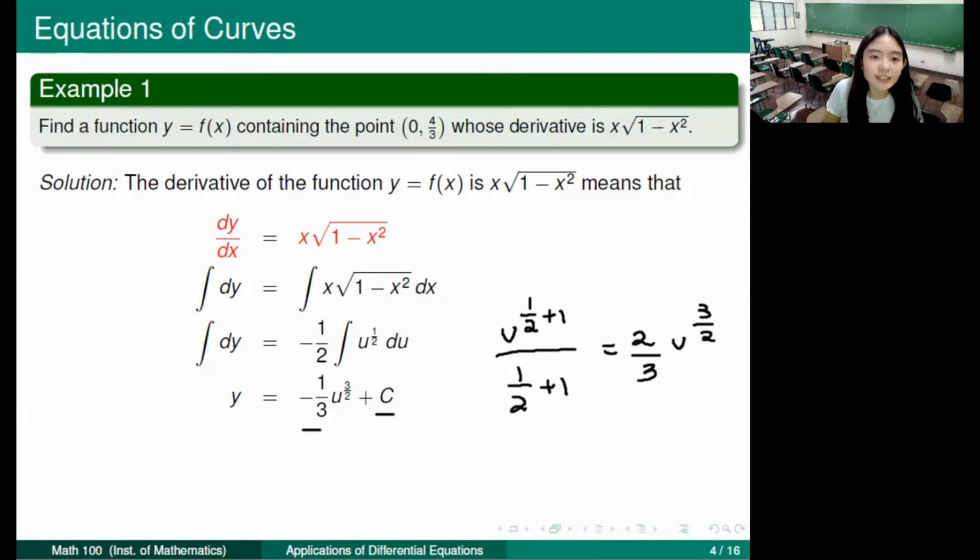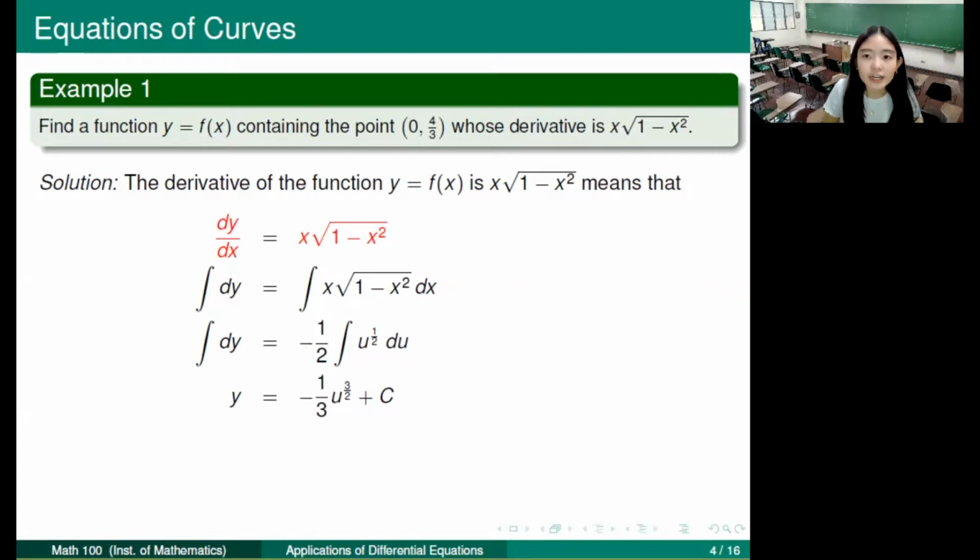And then don't forget to attach your plus c because this is an indefinite integral. And if you also recall from our previous lecture, we only place just one constant of integration plus c. Hindi na natin kailangan lagyan yung nandito sa left. Ayun. And then bringing back all your expressions in terms of x, we have this one here.